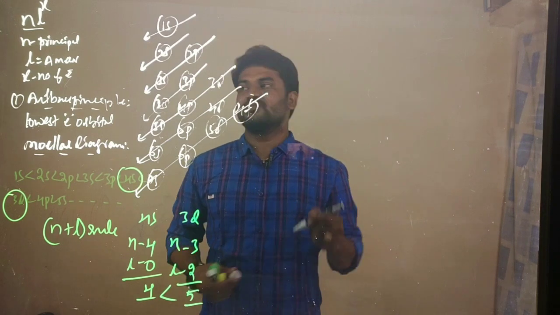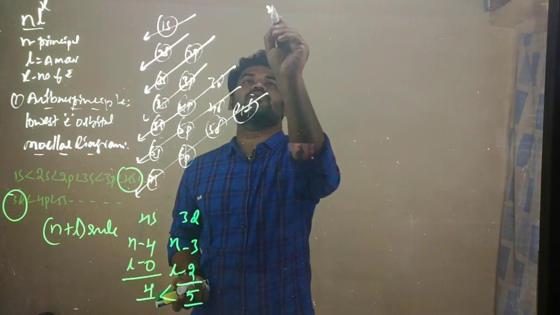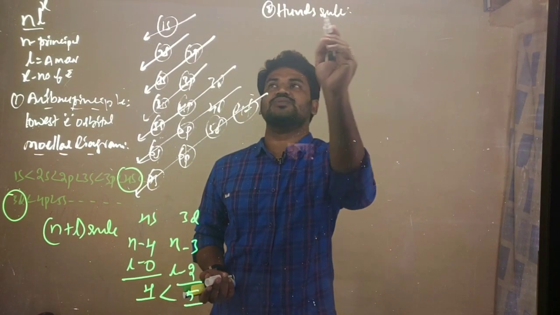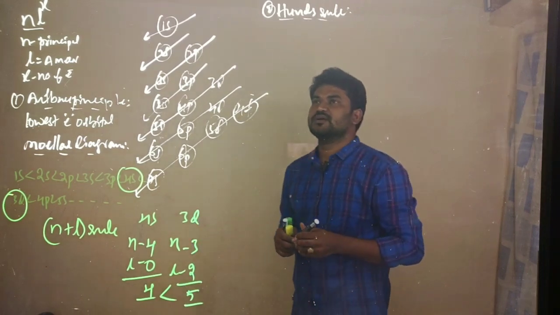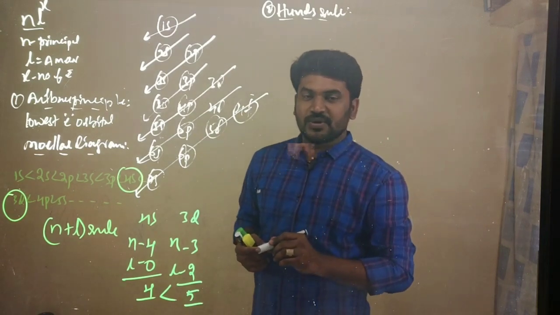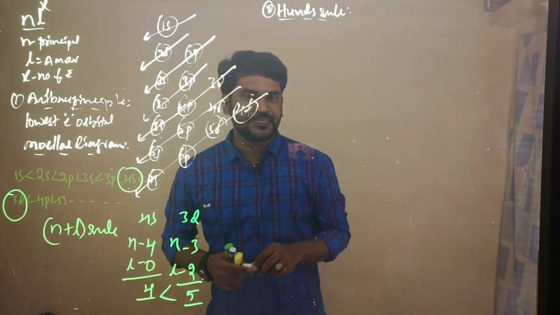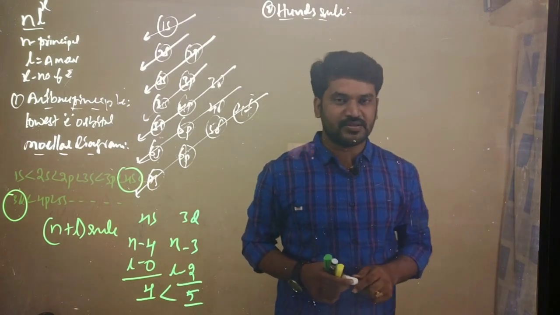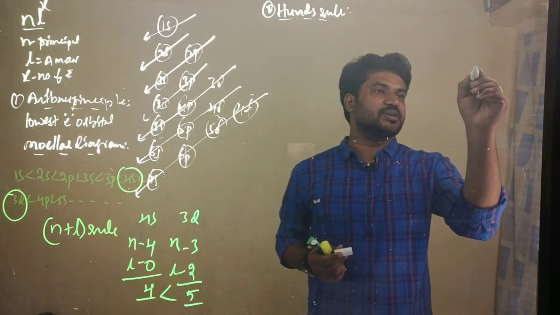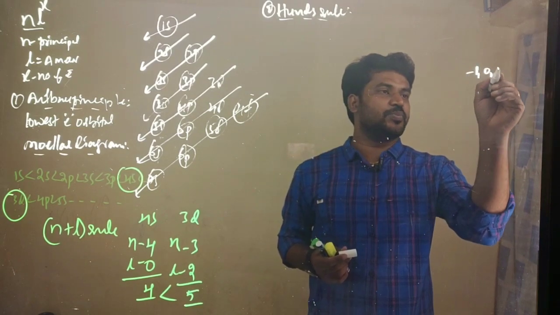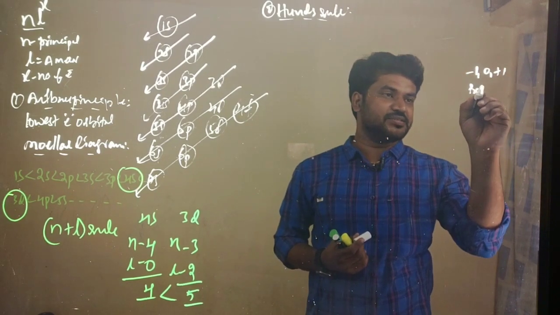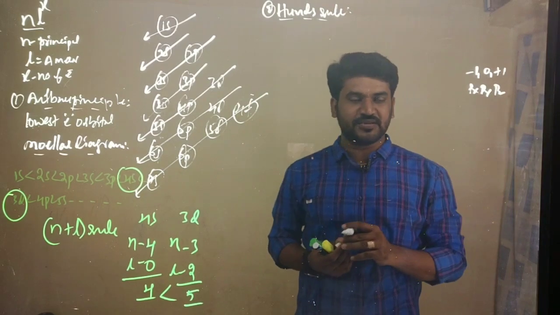And then next one I am writing here, Hund's rule. What is meant by Hund's rule? In an s orbital, how many suborbitals are there? Only one suborbital, right? In p, 3 suborbitals are there. In d, 5 suborbitals are there. The p suborbitals we wrote as -1, 0, +1 in the magnetic quantum number, or you can mention them as px, py and pz also.